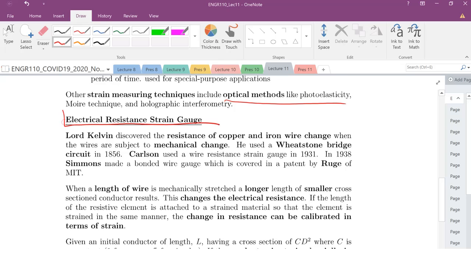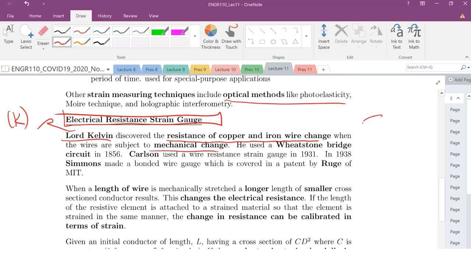So, a brief history of electrical resistance strain gauges. It was discovered by Lord Kelvin, the same as the unit Kelvin. Lord Kelvin found that the resistance of copper and iron wire will change when the wires are subject to mechanical change.